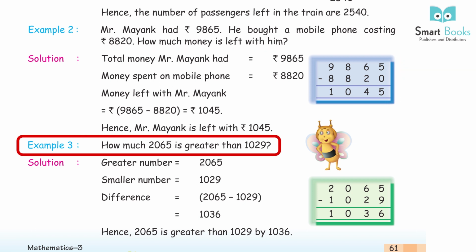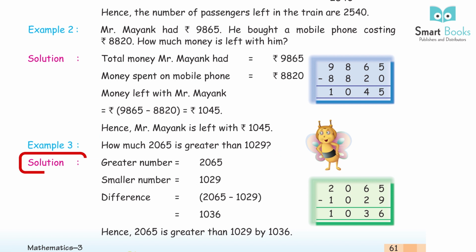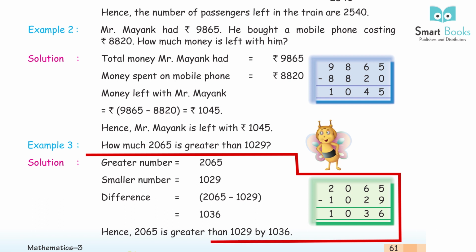Example 3. How much is 2065 greater than 1029? Solution. Greater number 2065. Smaller number 1029. Difference 2065 minus 1029 is equal to 1036. Hence, 2065 is greater than 1029 by 1036.